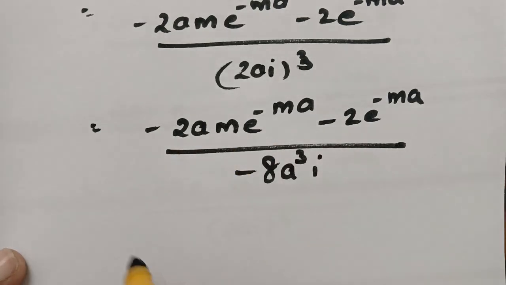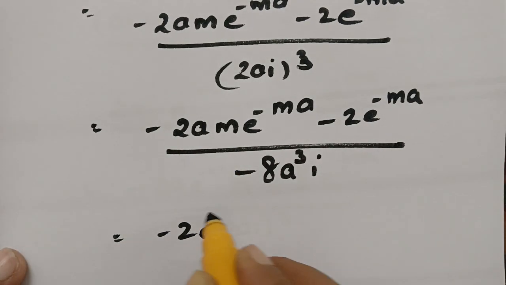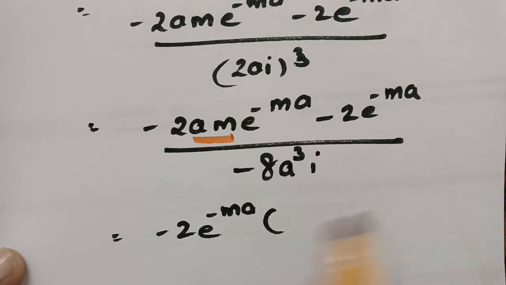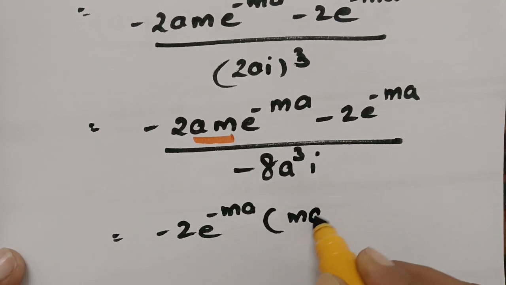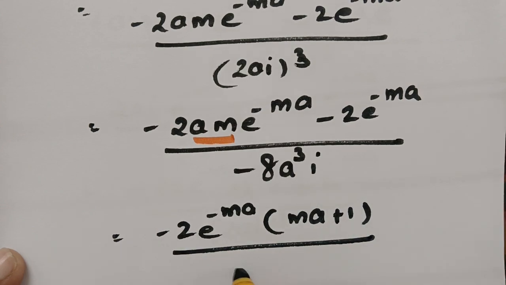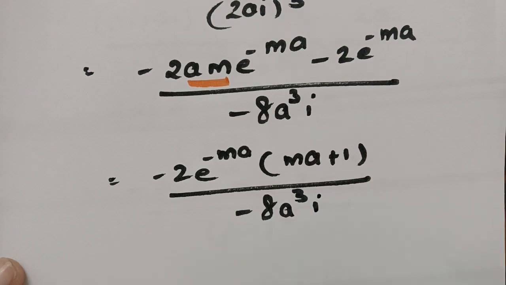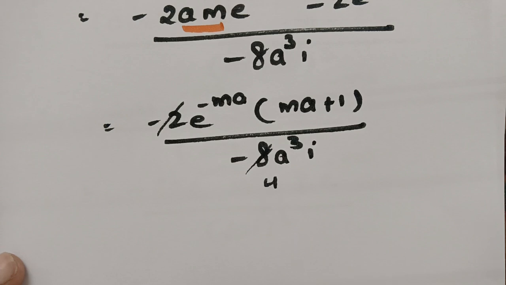So here I can take minus 2 e power minus ma out. So what remains here? Clearly ma is left over and here 1 is left over. So this value is going to become ma plus 1. So this will be minus 8 a cube into i. So now I can cancel these two for 4 times.